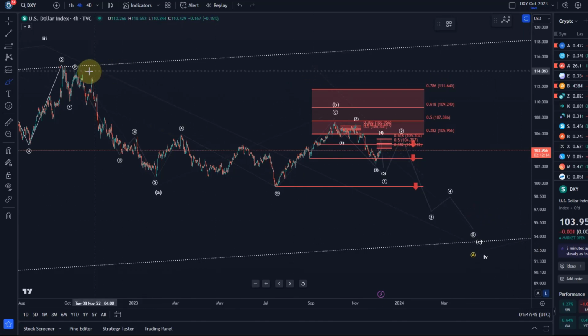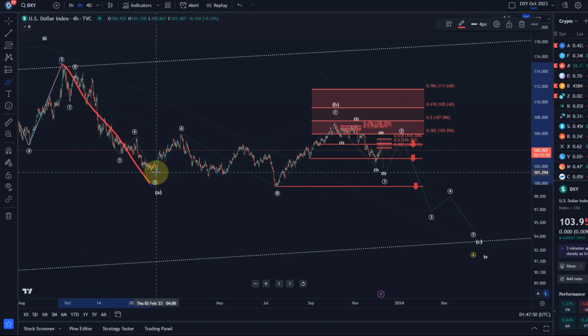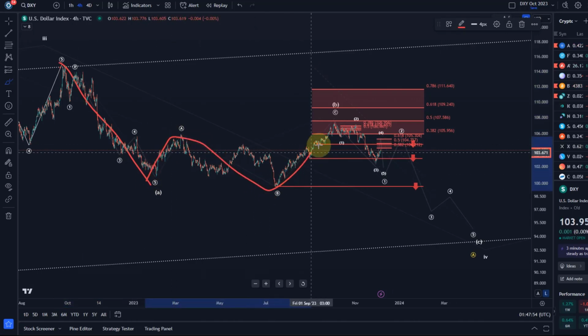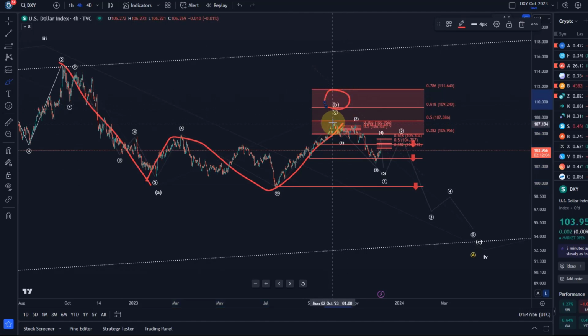But that's my base case. In the main scenario, we had an A wave to the downside that bottomed in February. Then an ABC structure in a B wave that actually topped in October. And we're now coming down in the C wave. We've actually started that C wave. Basically, we are still within wave 1 of C, the C wave to the downside that can take us into that low $90 region.